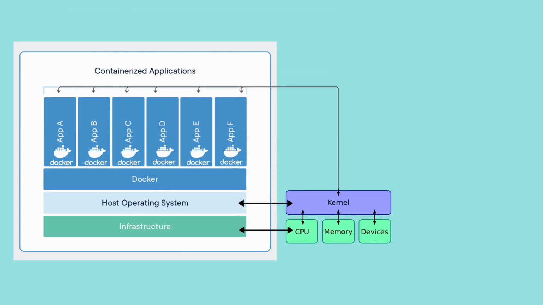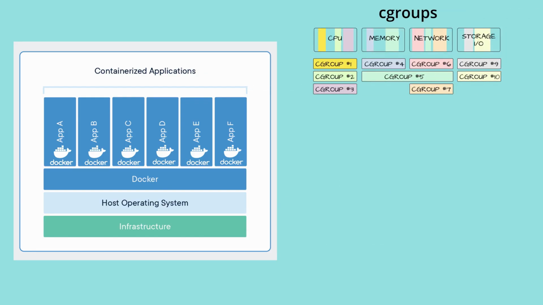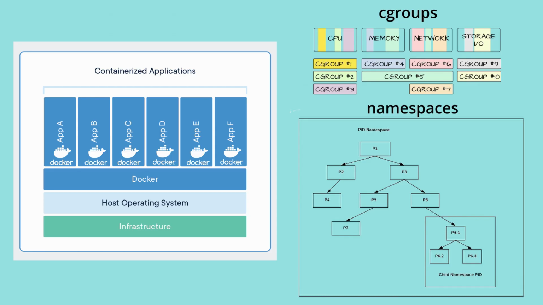The isolation magic of each individual container is possible because under the hood, Docker uses cgroups, which is a Linux kernel feature to isolate the resource usage of a collection of processes, and namespaces, which is a feature of the Linux kernel that partitions kernel resources such that one set of processes can only see one set of resources. So in other words, cgroups are used to limit the resources the container can use, and namespaces are used to limit what the container can see.